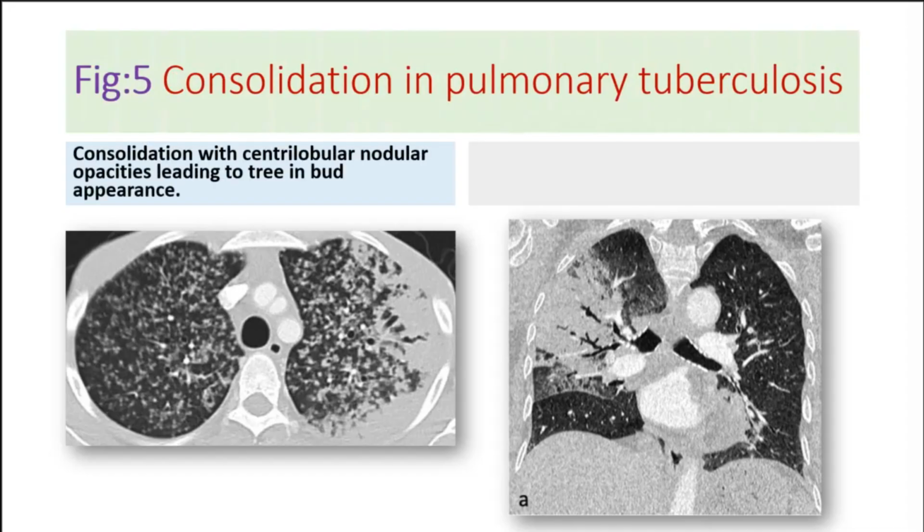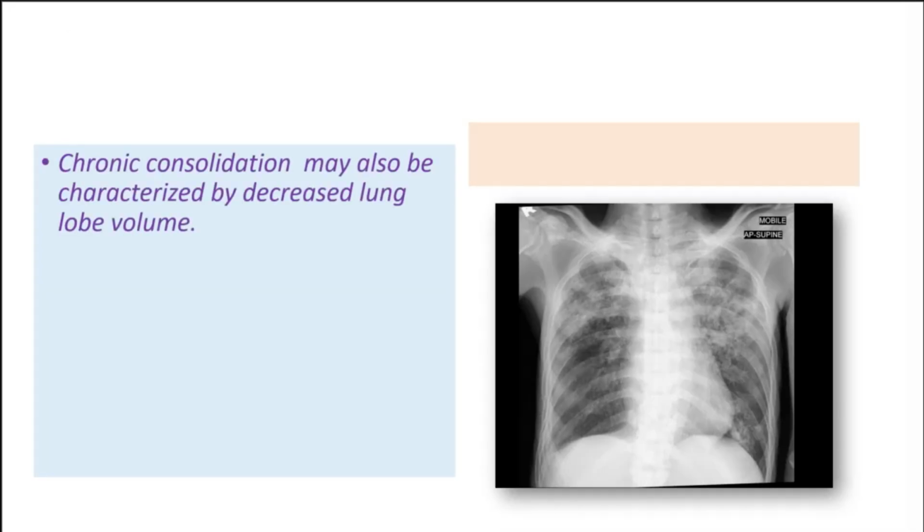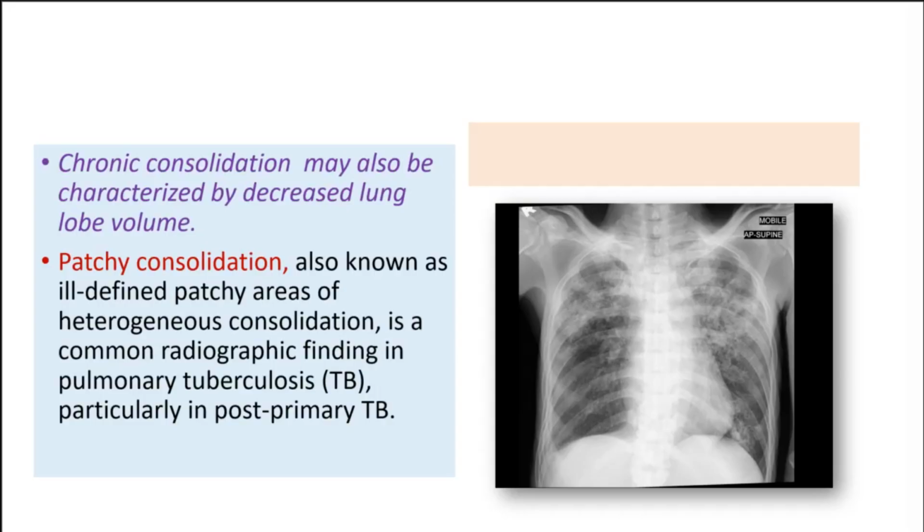Consolidation with centrilobular nodular opacities leading to tree in bud appearance. Chronic consolidation with air bronchogram due to TB in right upper lobe. Chronic consolidation may also be characterized by decreased lung lobe volume. Patchy consolidation, also known as ill-defined patchy areas of heterogeneous consolidation, is a common radiographic finding in pulmonary tuberculosis, particularly in post-primary TB. Fig. 6. Bilateral patchy opacity in PTB.